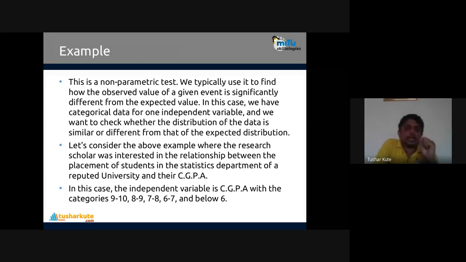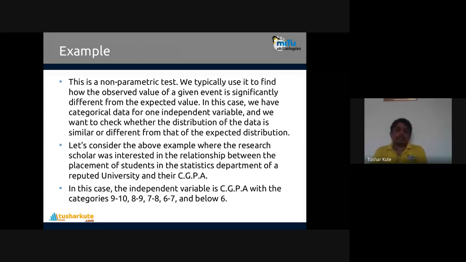So this test is a non-parametric test. Non-parametric test means there is no fixed kind of formula present there. Depending upon data, it will modify it. We typically use it to find how the observed values of a given event are significantly different from the expected values. In this case, we have categorical data for one independent variable. Categories are there, and we want to check whether the distribution of data is similar or different from the expected distribution. That's what we are going to see.